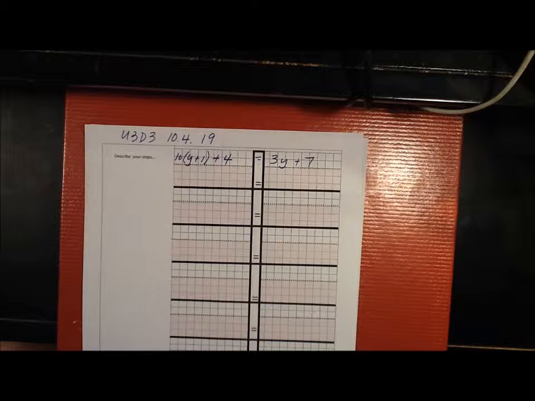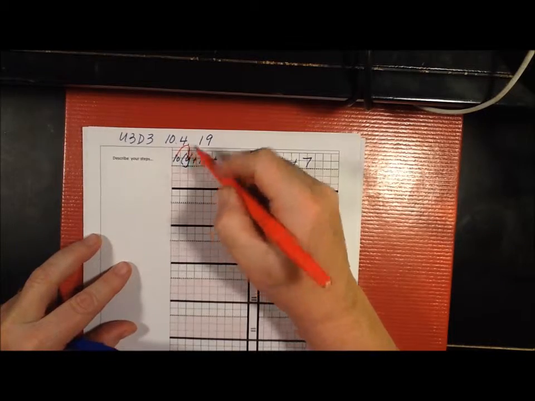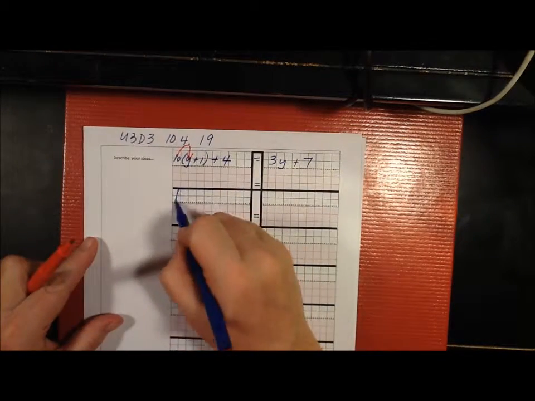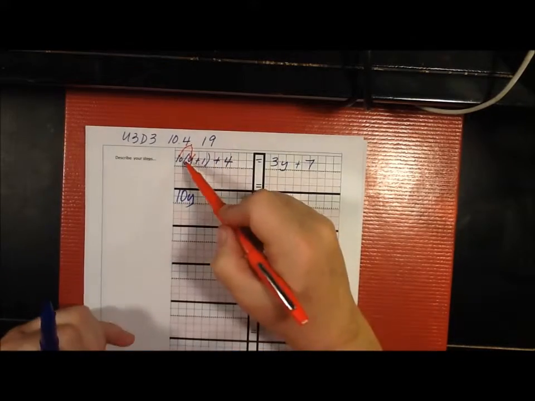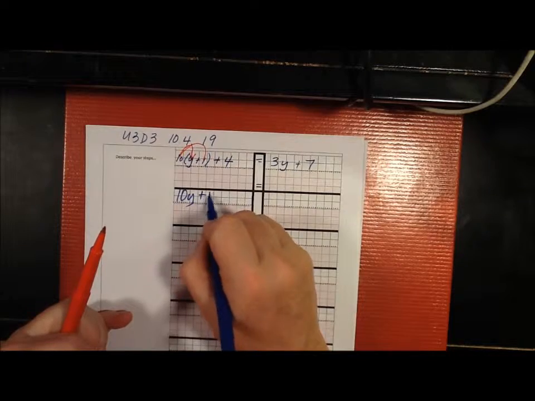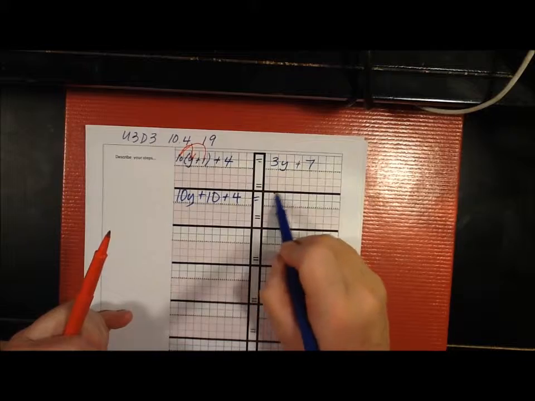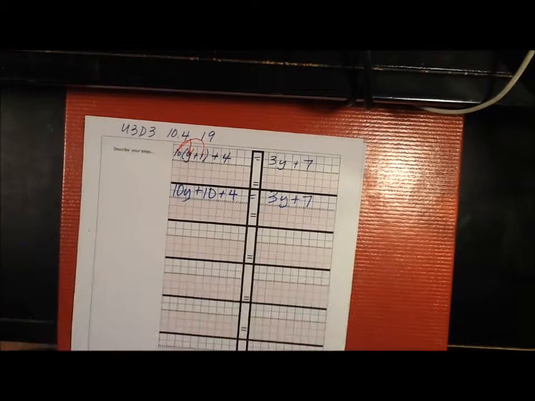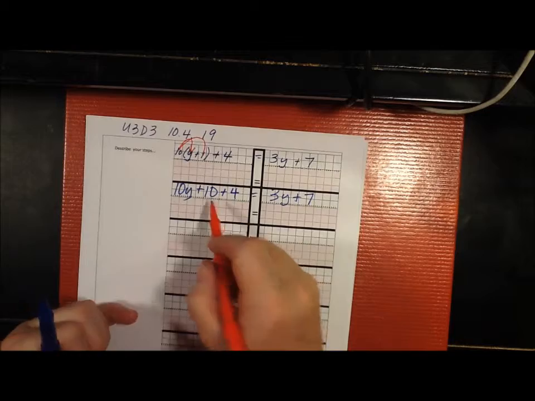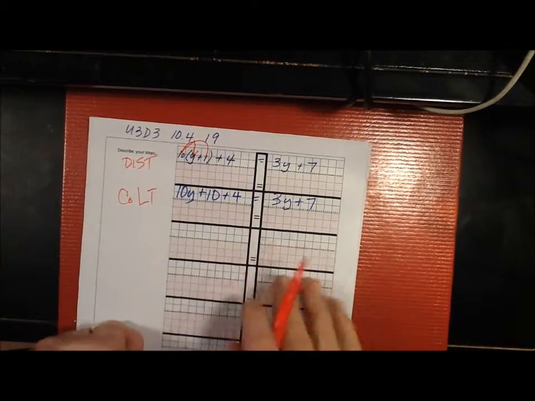Here's another problem. This is number 19. Here I have to do some distribution before I can go to work. So do that and you'll get 10y, and then 10 times 1, positive 1, will be plus 10, and then bring down the plus 4, equals, nothing to distribute here, I'm just going to copy that. So now I've done my distribution, now I have to combine like terms.